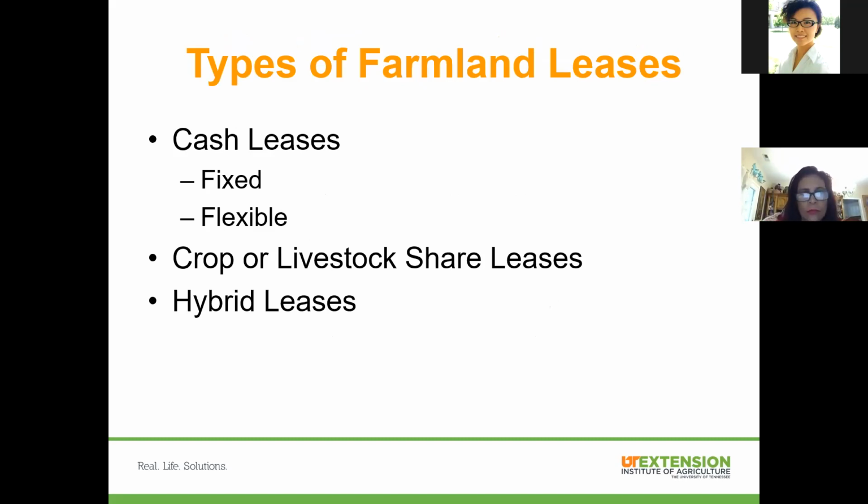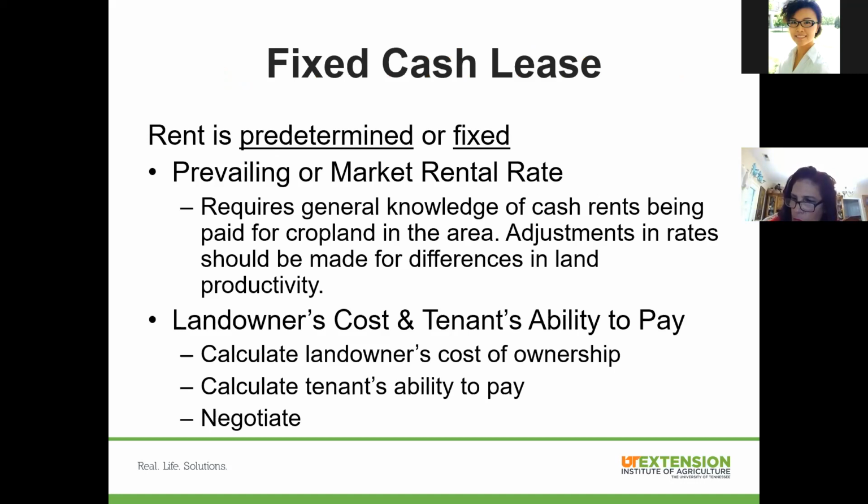So last Thursday, we talked about the 3 main types of leasing agreement: cash leases, crop or livestock share leases, or hybrid leases. And cash leases have 2 categories: fixed cash or flexible cash leases. With fixed cash leases, rent is predetermined or fixed. And there are different ways to determine your fixed cash rental rate. The majority of us probably use the first type of method.